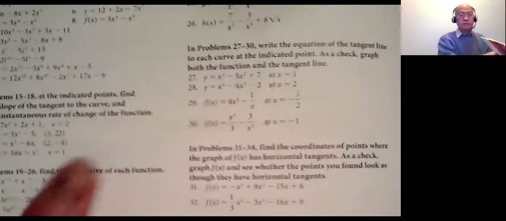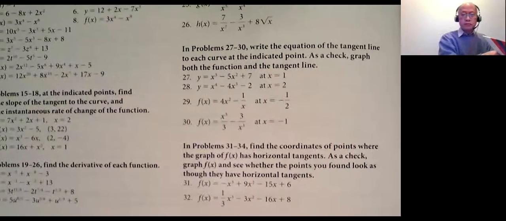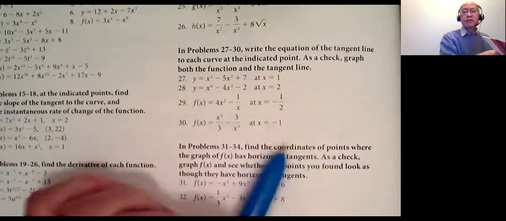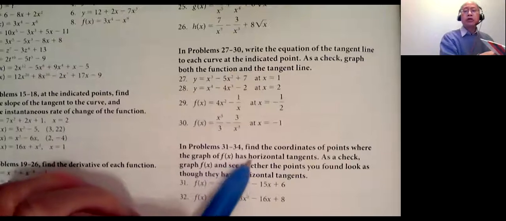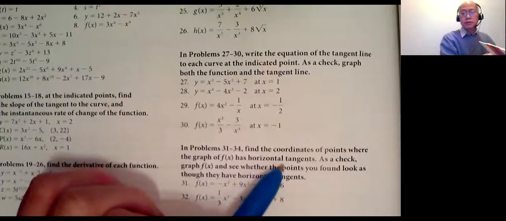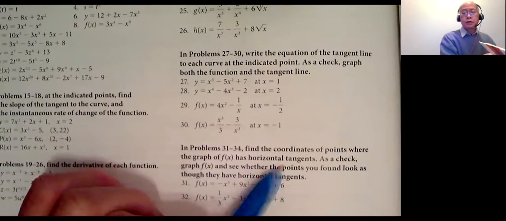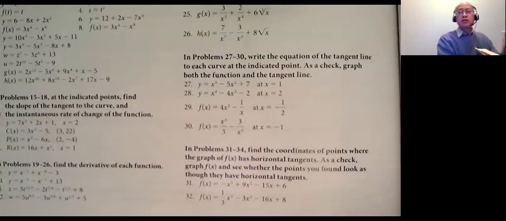All right, let's look at 32, what the words say there. Find the coordinates of points where the graph of f of x has horizontal tangents. Horizontal tangent means the slope is 0.